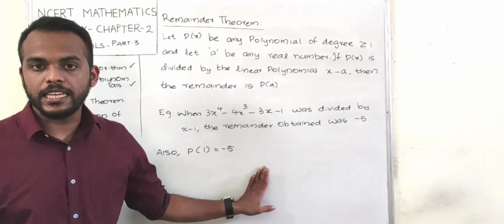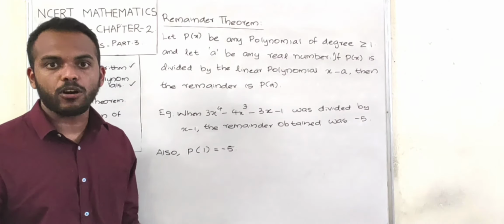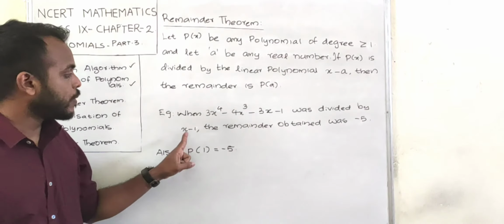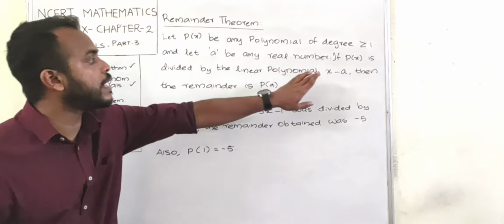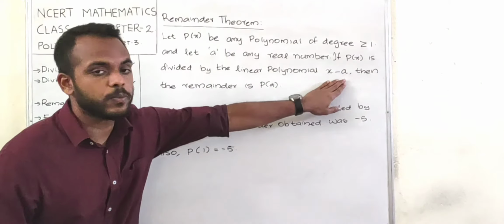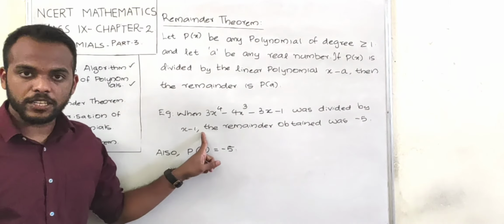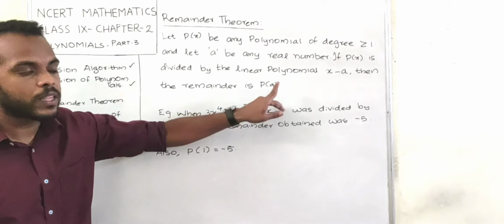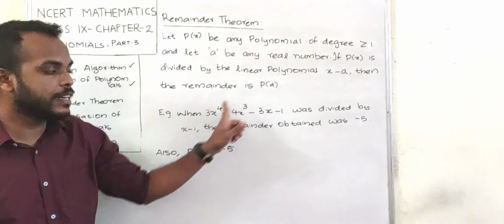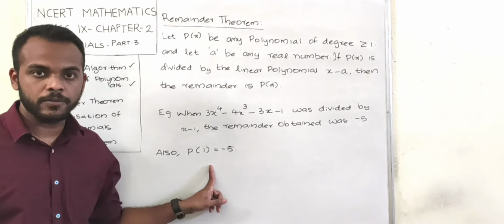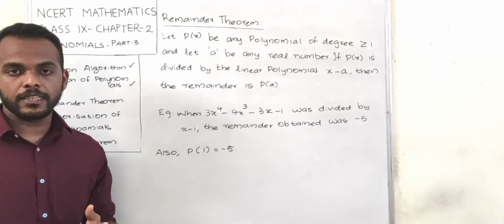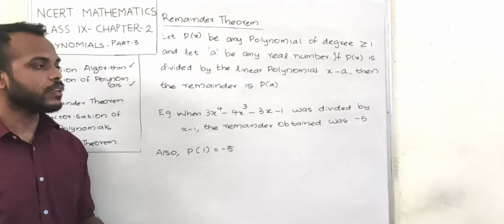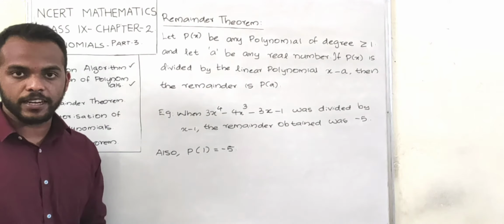So effectively, in order to find the remainder when a polynomial P of x is divided by a linear polynomial x minus a, here it was x minus 1, it's effectively the same to find the value of P of a. In this case, it's P of 1. So this is the concept of the remainder theorem. Please read the theorem once or twice till you understand. The concept is very crisp and very fine.